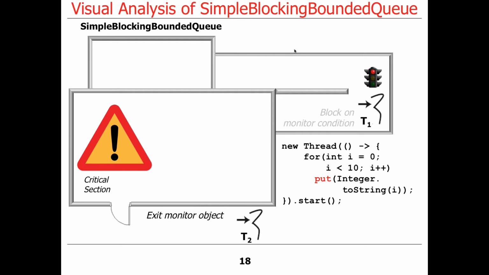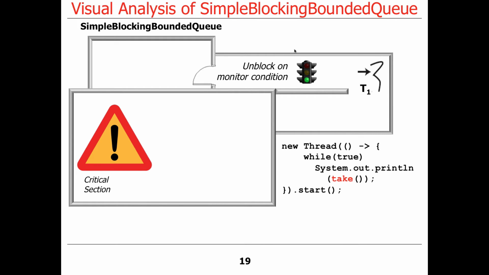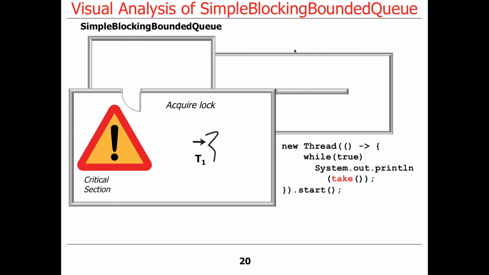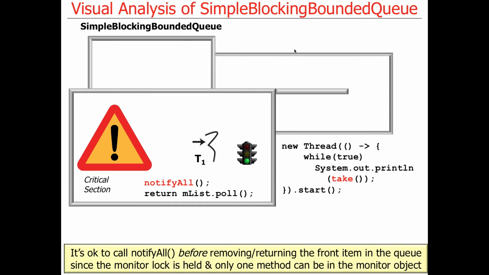The other thread is going to wake up because it's been notified, or everybody's been notified, but there just happens to be one in this case. That's going to unblock in the monitor condition. It's going to be able to come in and acquire the lock because nobody else is holding it. And now at this point, the queue is no longer going to be empty, so it doesn't have to wait this time. So it'll notify everybody to wake up, and then it's going to remove an item from the queue.